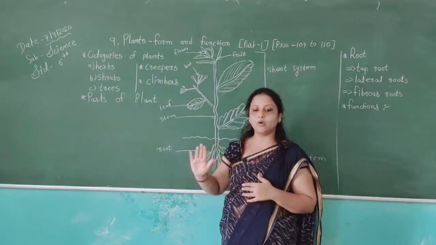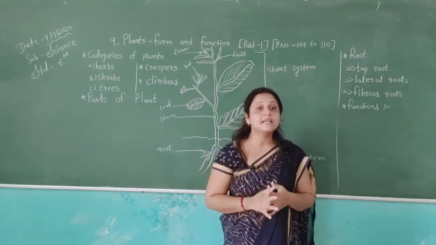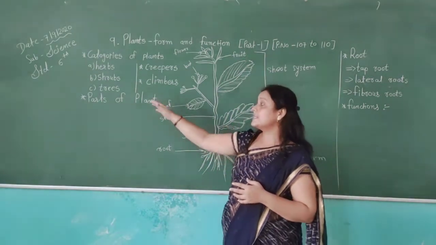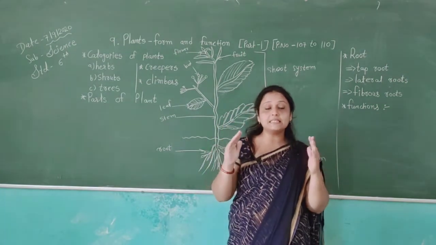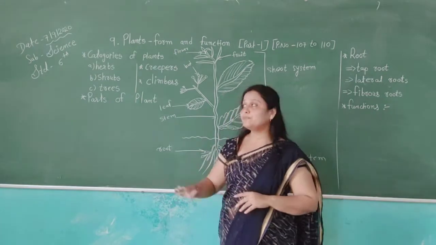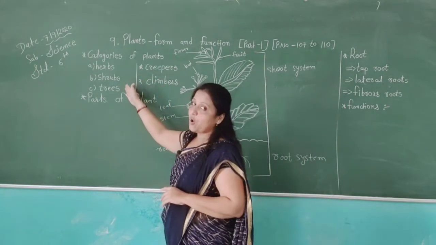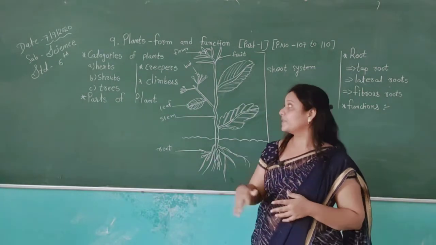Then shrubs are medium-sized plants. For example, the rose plant is one example of a shrub. Then trees are tall plants. For example, the lemon tree. This type of plant is called a tree. You can see many types of these plants around you also. Try to observe them and decide their categories.